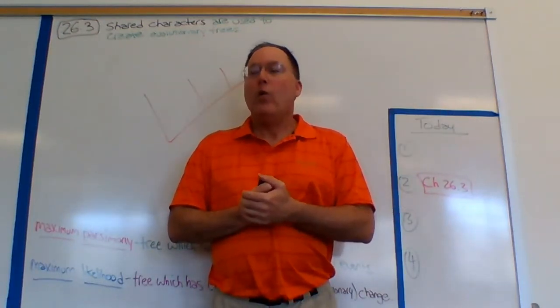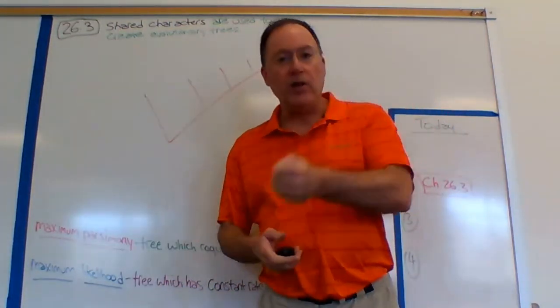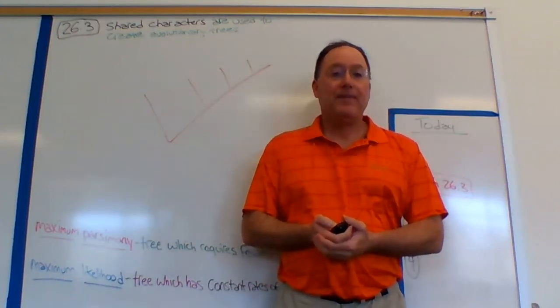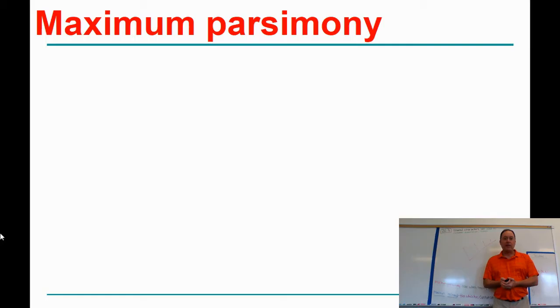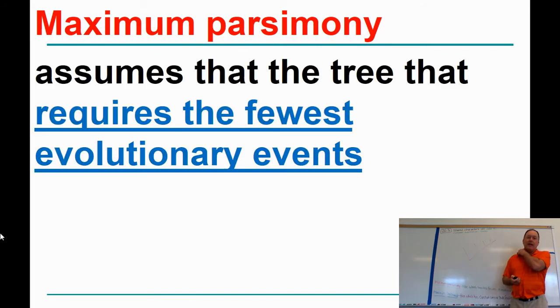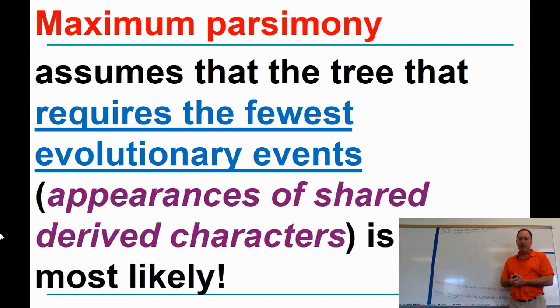And there are these two rules that we like to use in order to build appropriate evolutionary trees or phylogenetic trees. The principle of maximum parsimony says it's the tree that requires the fewest evolutionary events, or appearances of shared derived characters, that is the most likely.